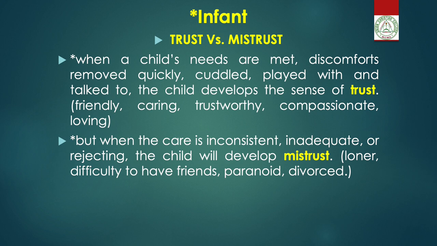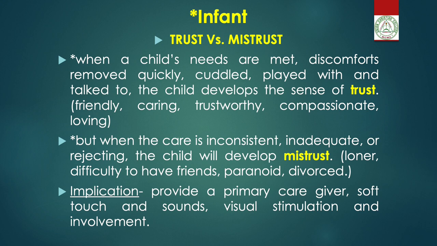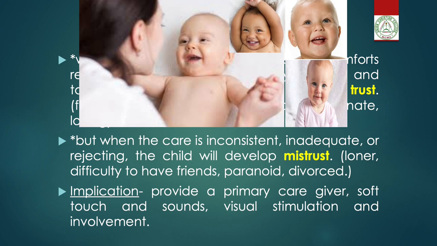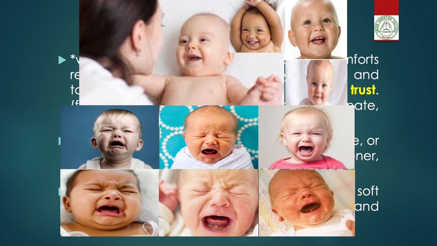So what do we do? We should always make sure as midwives that we provide a primary care provider to the infant. We also have to tell the mother to give soft touches and make gentle sounds for the baby, and then provide the baby visual stimulation and involvement, because all of these things will help the child create a sense of trust. So when a child has developed trust, he becomes happy. But if there is mistrust, that is how the child looks.